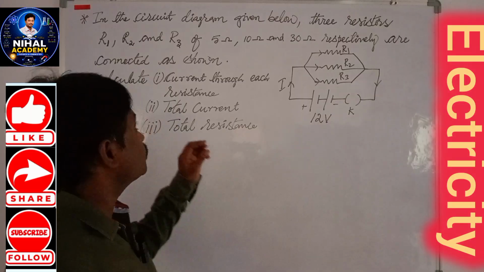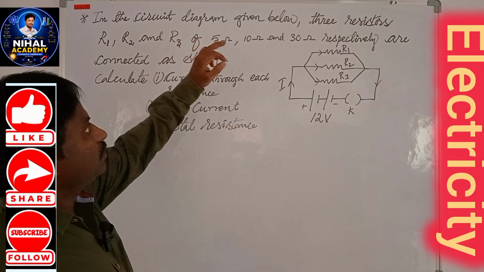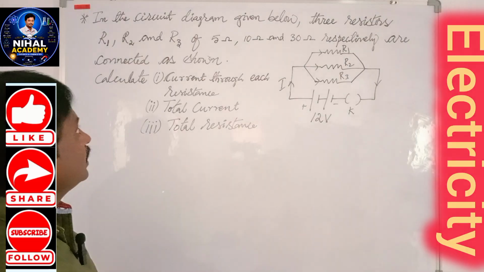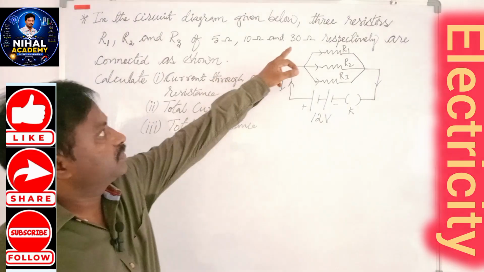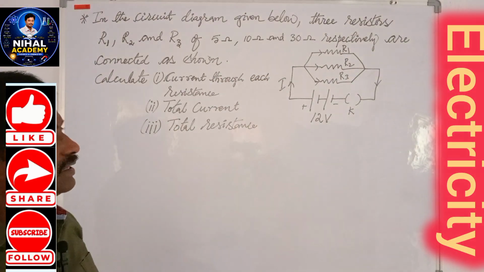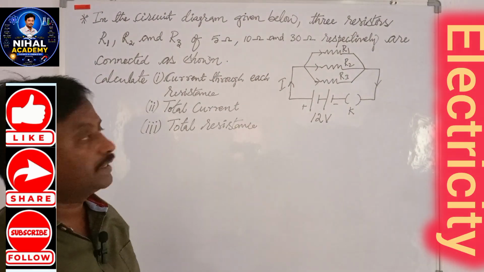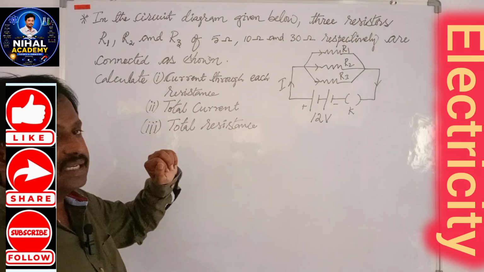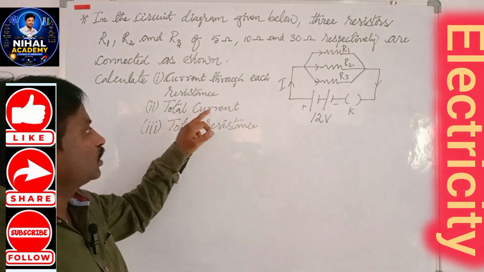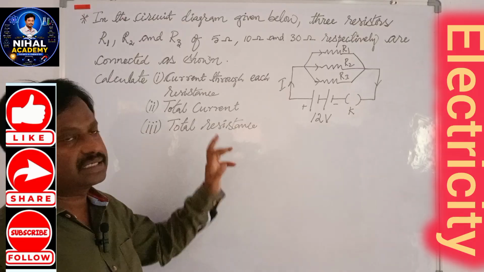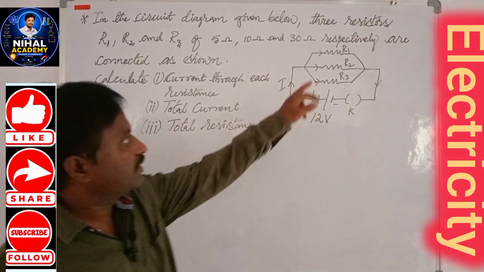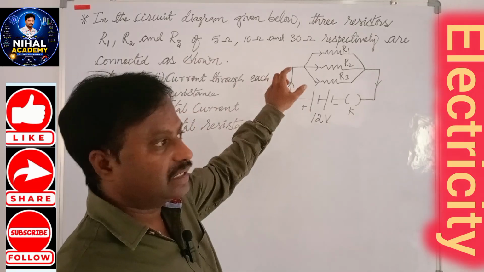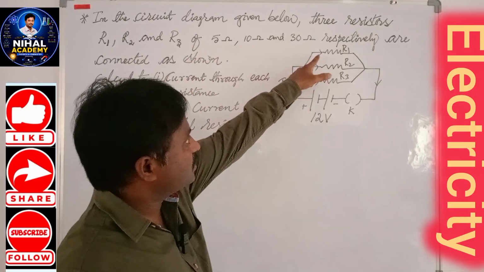Now we'll see the next question. In the circuit diagram given below, three resistors R1, R2 and R3 of 5 ohm, 10 ohm, 30 ohm respectively are connected as shown. That means parallel connection. Calculate current through each resistance. Second question, total current, and third question, total resistance. So three are connected in parallel and the potential difference is given. We have to calculate the current through each resistance.